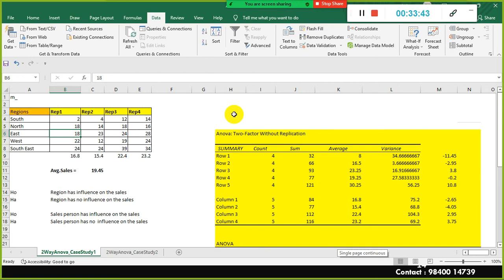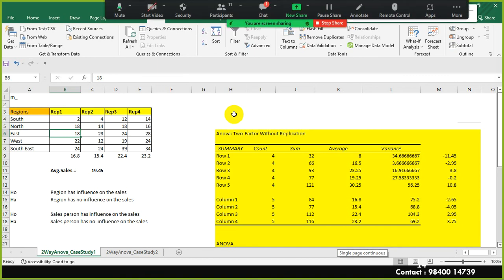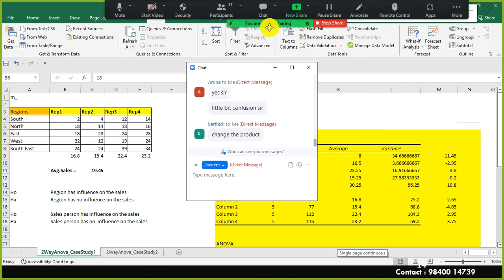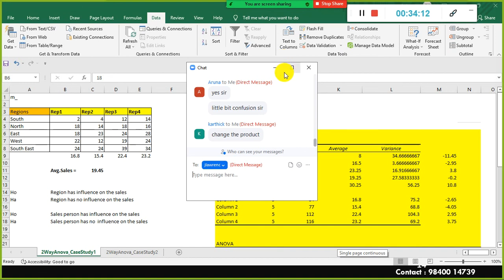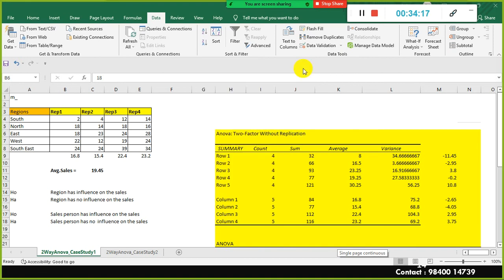If the sales is due to the region, what are we going to do? Simple common sense. Aruna, see, there are two factors. Not only Aruna, it's for everyone. If there is an increase in sales, and that was due to region and not due to a salesperson, what are you going to do? Change the product? What do you mean by change the product?